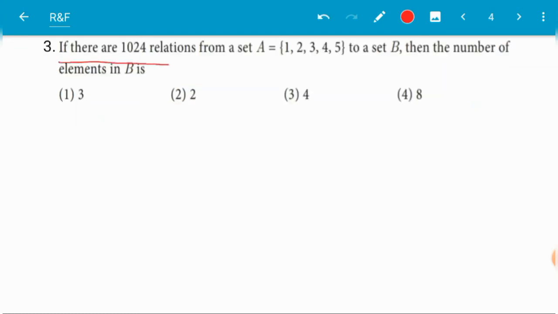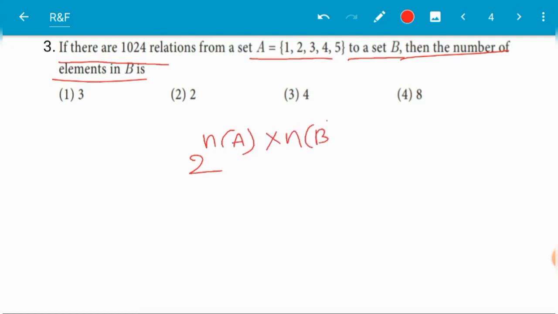If there are 1024 relations from a set A {1, 2, 3, 4, 5} to set B, okay, they did not give B, then the number of elements in B. We have a formula for the number of relations from A to B: 2 power n of A into n of B. N of A means number of elements in A, n of B means number of elements in B. We are going to find this one. So that is given as 1024. 1024 we can write as 2 power 10, yes or no?